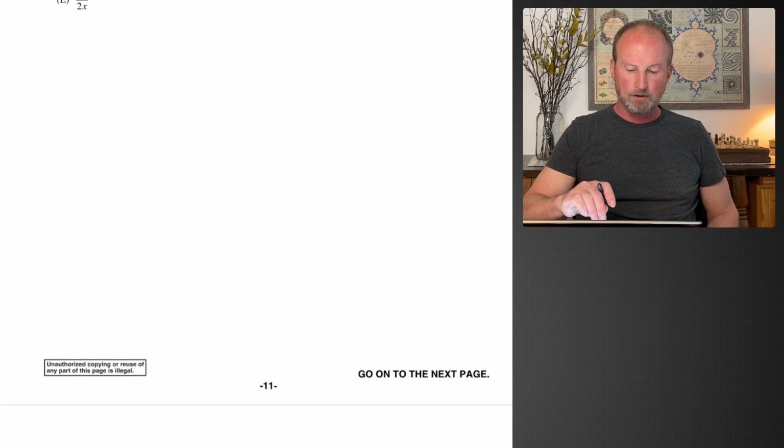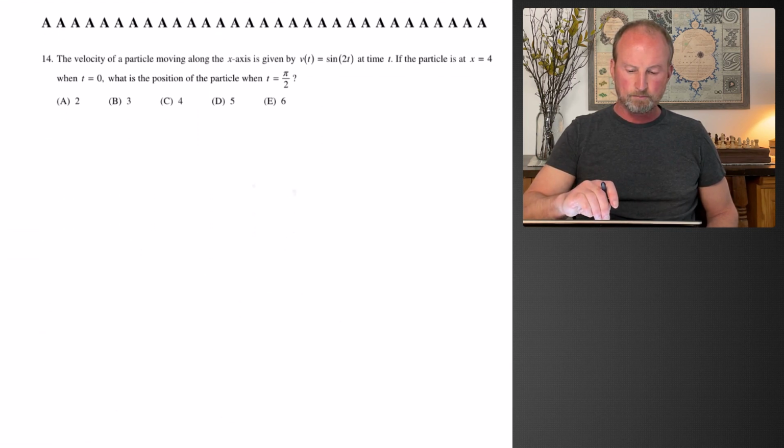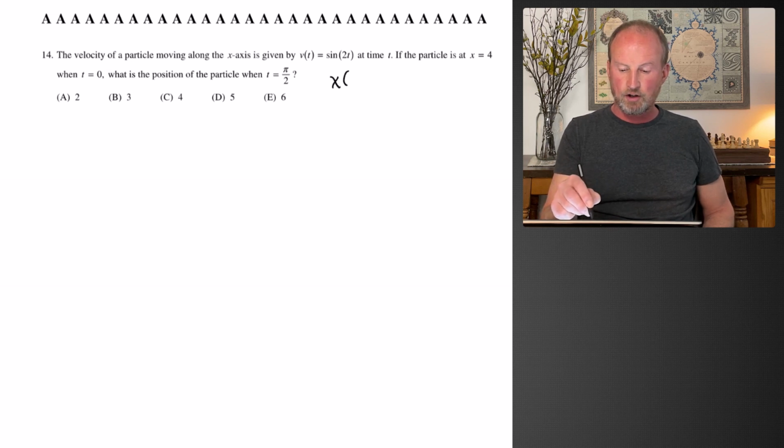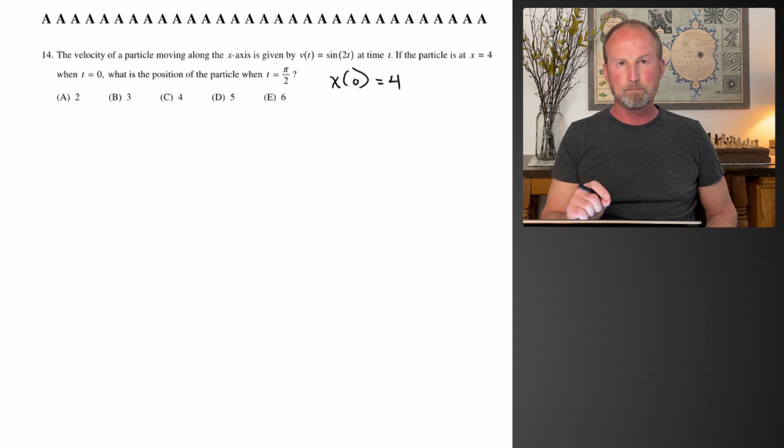Okay, basic chain rule, or sorry, quotient rule. Number 14, velocity of a particle moving along the x-axis is given by that equation. So velocity is given. The particle is at x equals 4 when time equals 0. So I know that, translating that into function notation, x of 0 is equal to 4. What is the position of the particle at time equal pi over 2?